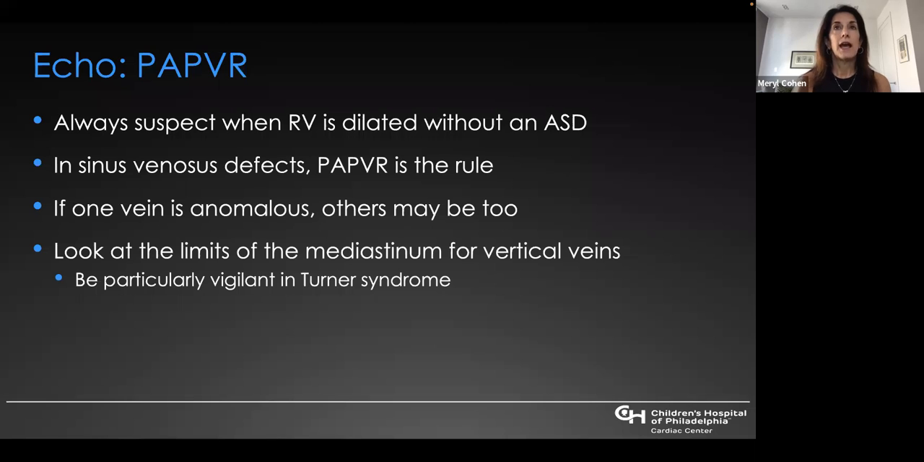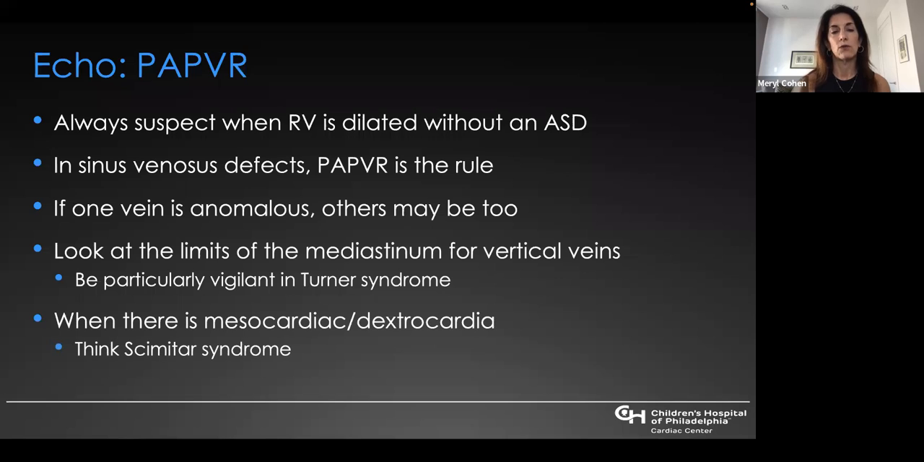and be particularly vigilant in patients who have Turner syndrome, who have a fairly high rate of partial anomalous pulmonary venous connection. And that can be missed in the setting of, for example, repairing the coarctation of the aorta.